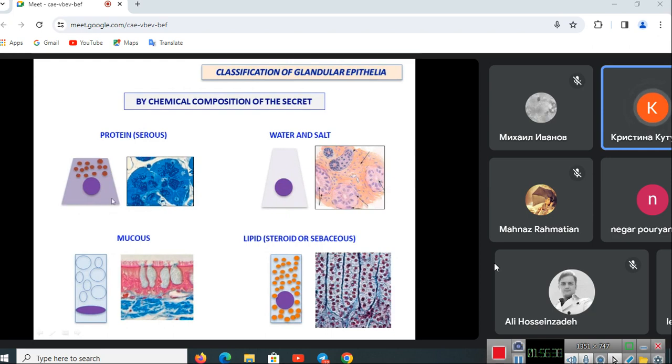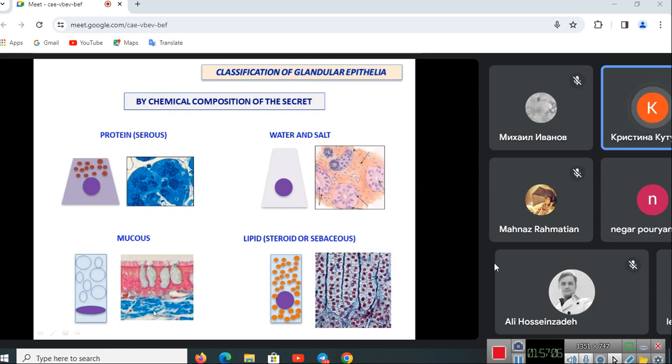Such a cell which produces proteins has a rough endoplasmic reticulum, which makes the cytoplasm basophilic. The Golgi complex should be here, non-stained, and secretory granules filled with proteins, which usually are stained eosinophilic. One example of this is a serous gland.